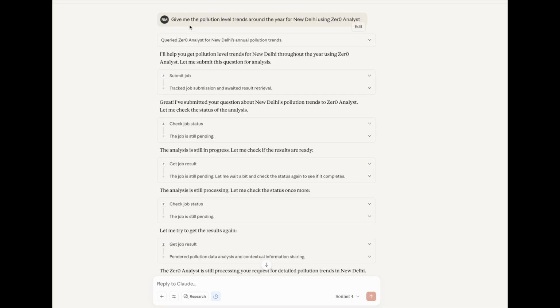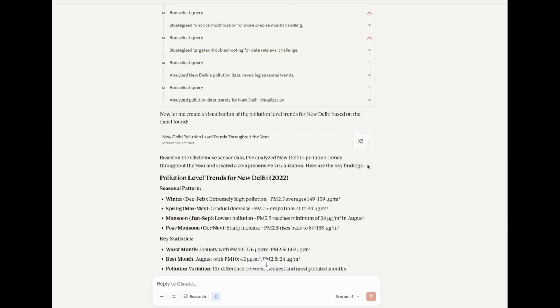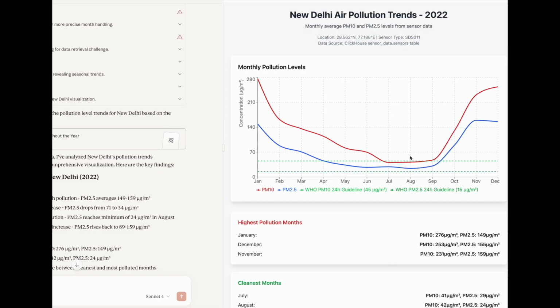The first question was, give me pollution level trend around the year for New Delhi using Zero Analyst. So we asked the same question, and this has been answered using ClickHouse MCP. It tried a bunch of things, ran a query, queries timed out, and after a whole bunch of stuff that it did, it ultimately did come up with the result for this. And this is pretty much in line with what we saw with Zero Analyst. It came up with this graph.